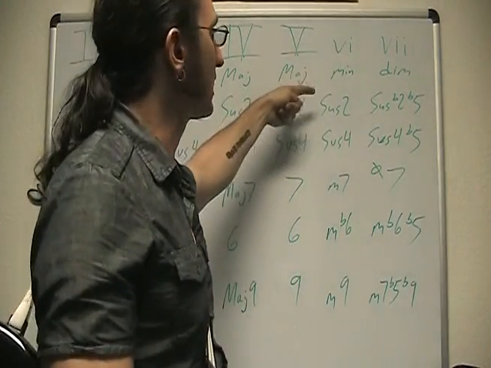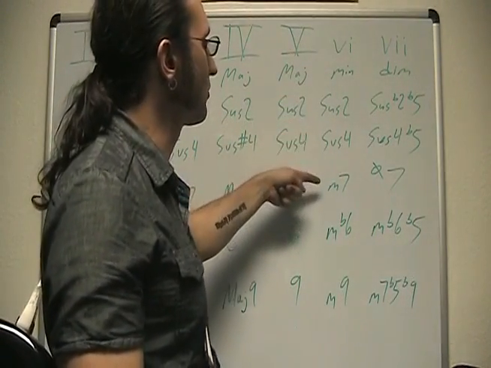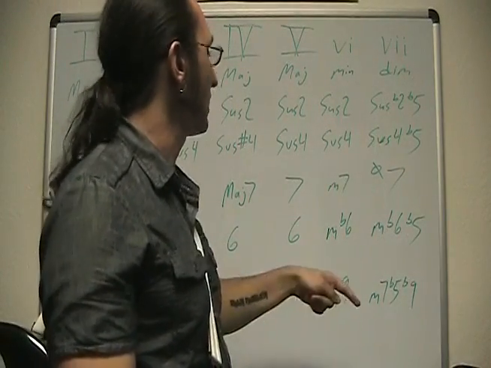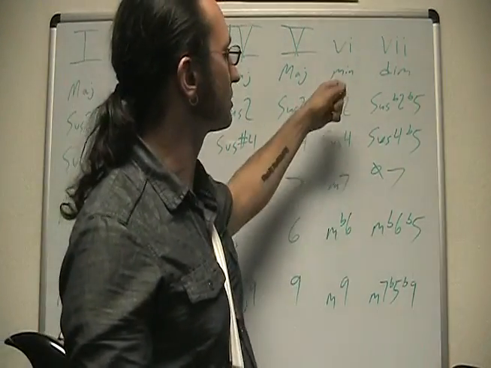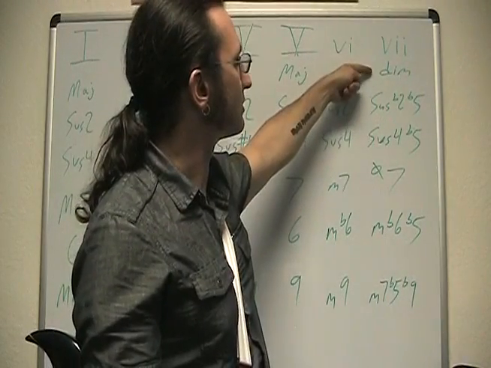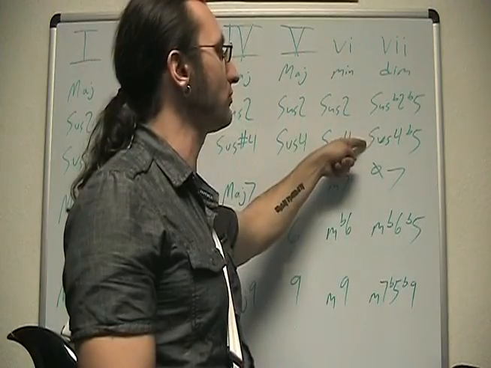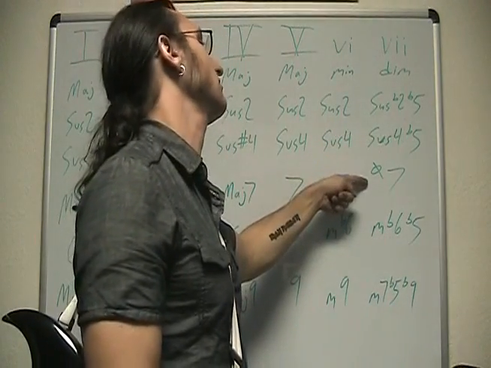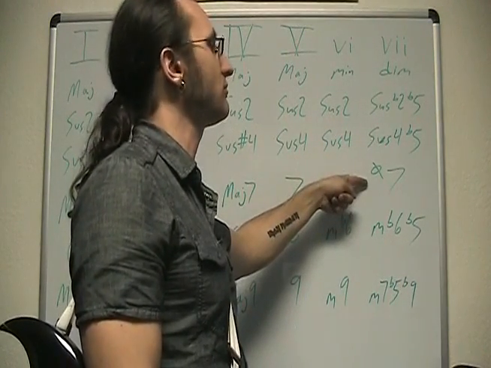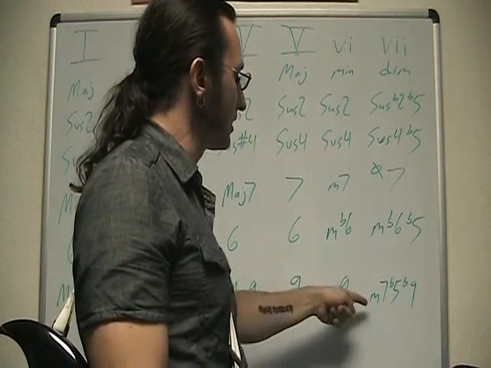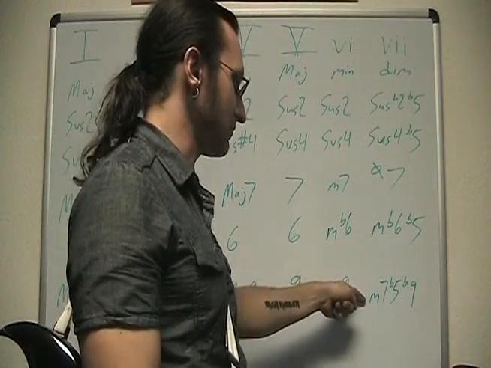Sixth position, we have minor, suspended second, suspended 4, minor 7, minor flat 6, minor 9. And last, the seventh position, lots of weird ones. Diminished chord, suspended flat second, flat 5, suspended 4, flat 5, half diminished 7, also known as a minor 7, flat 5. And then we have a minor flat 6, flat 5, and a minor 7, flat 5, flat 9.